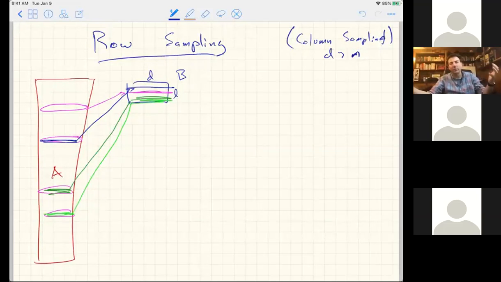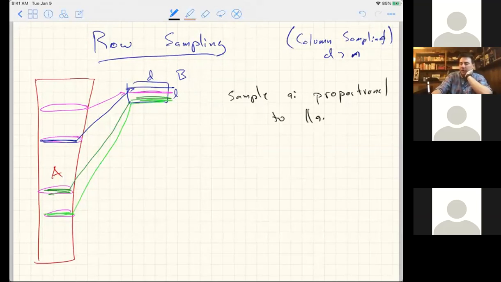If I just sample the rows uniformly, I can't get very strong guarantees of how good of an approximation this is. Instead, I want to sample the rows in one of two ways. I want to sample each a_i proportional to its squared norm. So basically each row is given a weight, w_i, which is just the squared norm, and I sample proportional to those.